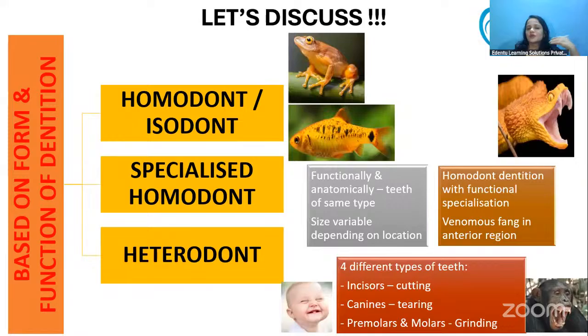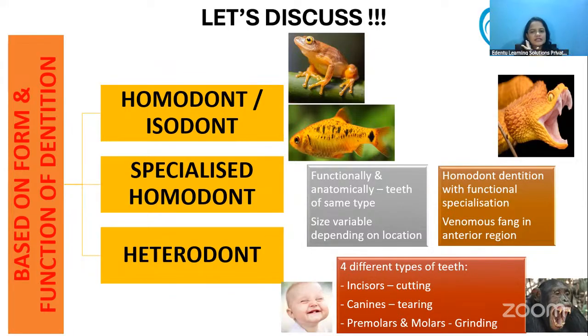The one that we looked at was one type of classification of the teeth. Now there is another classification of teeth based upon the form and the function of the dentition. There it is classified into homodont or isodont type of dentition, then the specialized homodont type of dentition and the heterodont type of dentition. Homodont means that functionally and anatomically, all the teeth will look similar. There will be no differentiation like incisors, canines, premolars, molars. All the teeth will look similar.